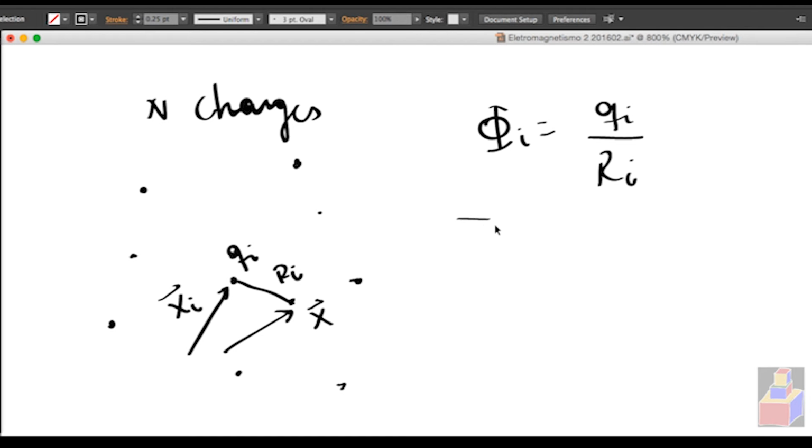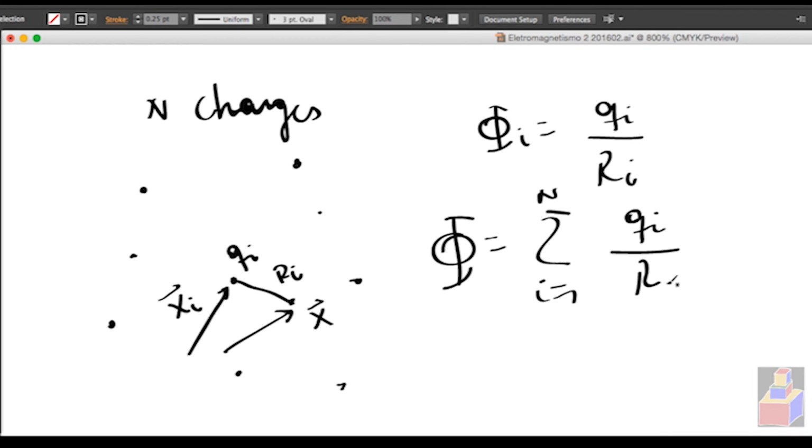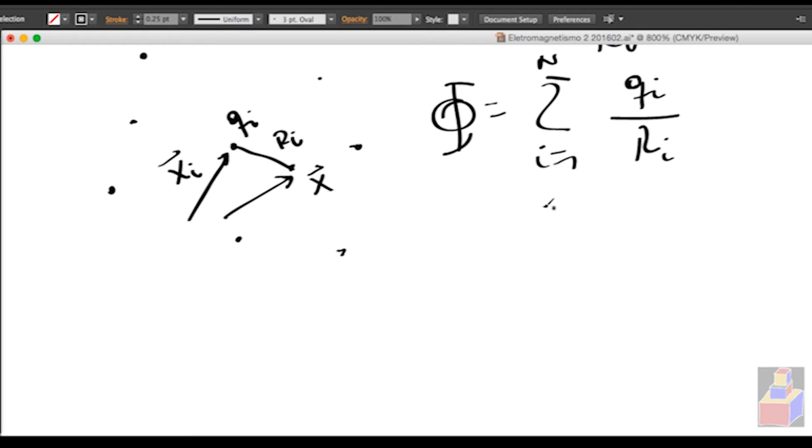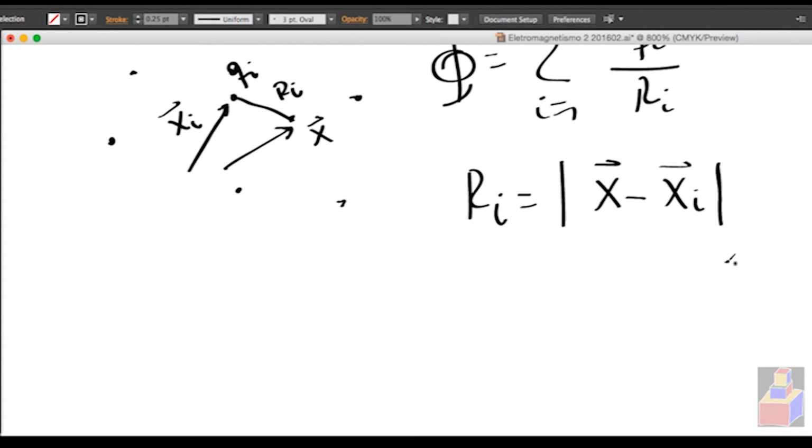The total potential will be the sum of Qi divided by Ri. It's important to express Ri in terms of the vectors involved. So Ri is the modulus, the absolute value of the vector difference between the vectors x and xi. Right? So the potential will be given now by this function.